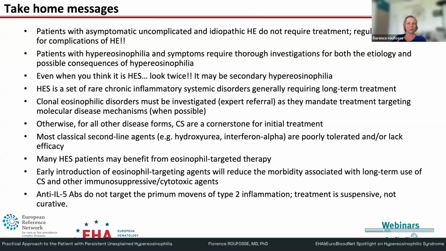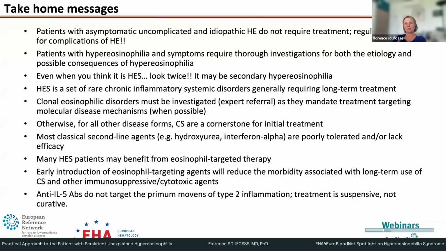Also, if you have a patient who's referred for hypereosinophilic syndrome, please also make sure that the workup for secondary hypereosinophilia has been completed by yourself. You really have to look twice and make sure that the initial evaluations were sufficiently thorough. Otherwise, patients with hypereosinophilic syndrome are going to be requiring lifelong treatment in the majority of cases. So you really want to give them treatment which is going to harm them as little as possible.